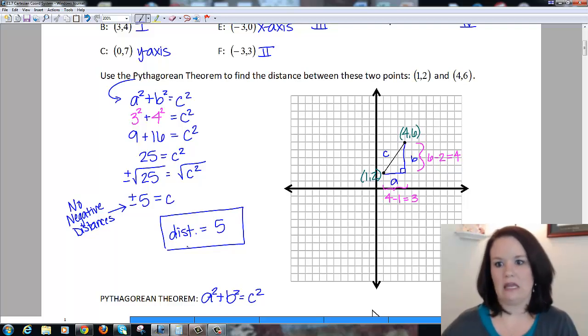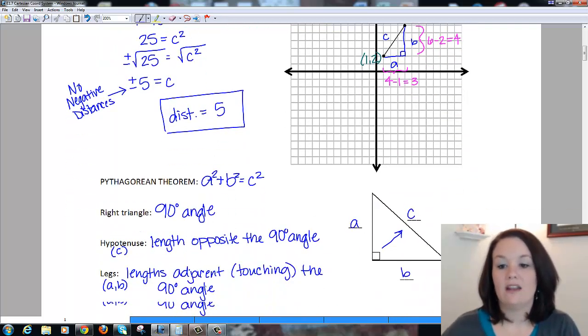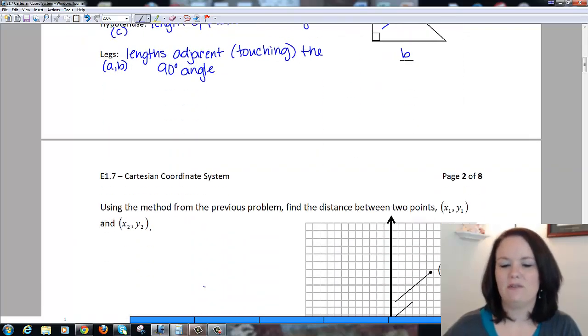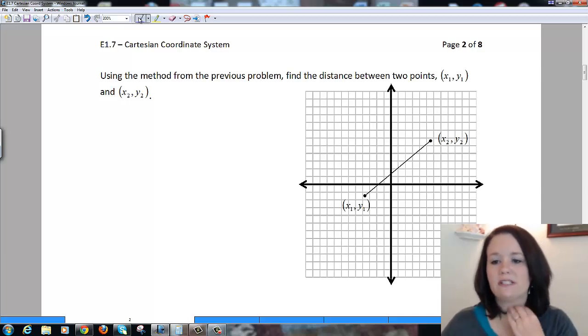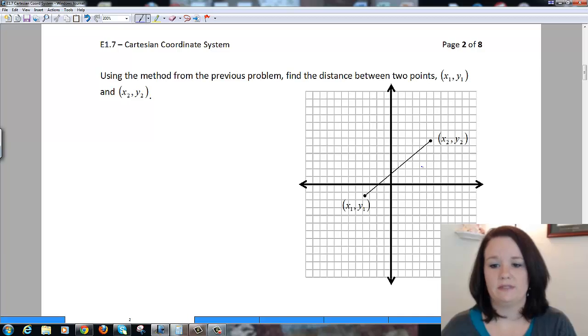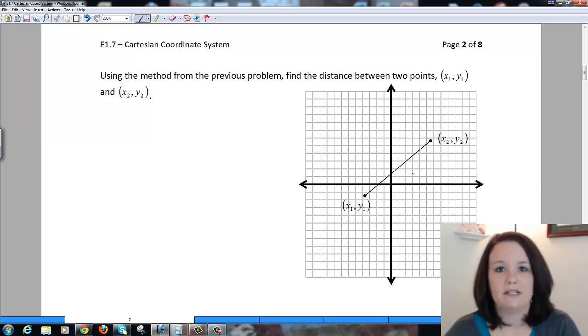but now we're going to apply it to any points. Any points on any graph, not necessarily known points, and see if we can come up with a formula to apply this to any 2 points. Notice here, instead of using actual points, I'm saying x1, y1, x2, y2. So I'm going to do the same thing. I'm going to draw a triangle.